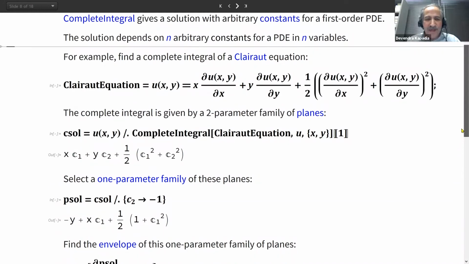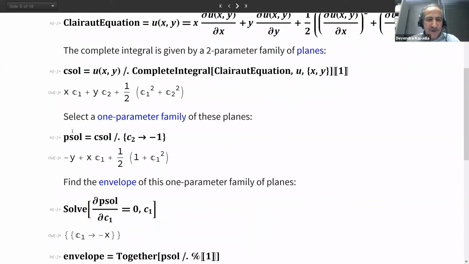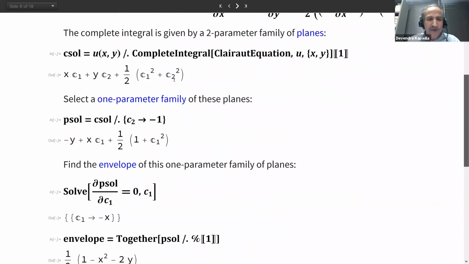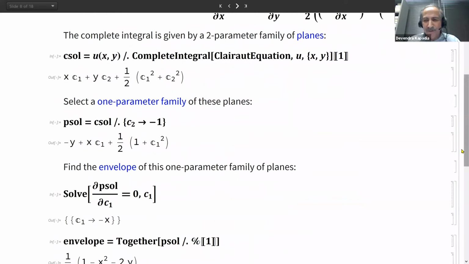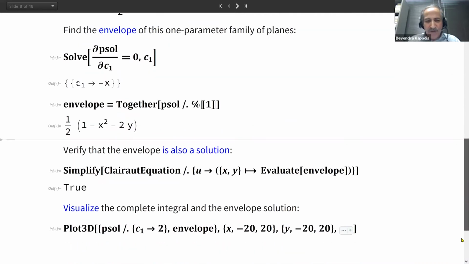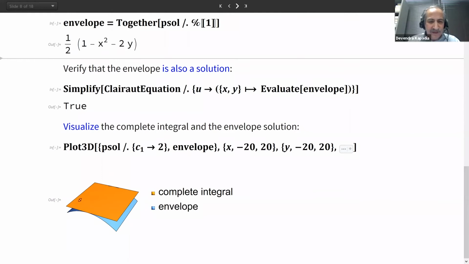You can then build an envelope solution. You can take a 1 parameter family of planes by setting C2 equal to -1. You can do the envelope construction and get a nice nonlinear solution. So the earlier solution was just a 1 parameter family of planes, and now you get this envelope solution, which is actually a quadratic solution. You can check it's a solution and you can plot it. And what you see over here is that this is the complete integral. It kind of glides over the envelope, and you actually see the beautiful solution of the envelope coming up.